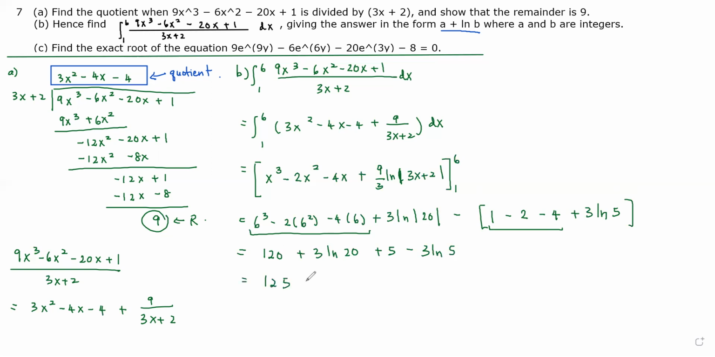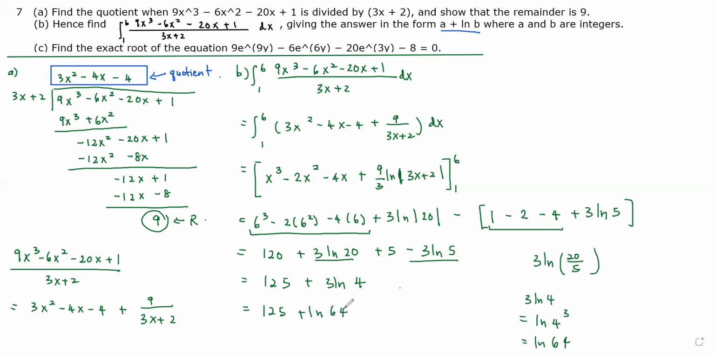So we have 125. 3 ln 20 minus 3 ln 5, you have 3 ln of 20 over 5. So that is 3 ln 4. That would give the answer in the form of a plus ln b. There is no coefficient here. Then we apply the power law. 3 ln 4 can be ln 4 to the 3. So that is ln 64. And we have 125 plus ln 64. Then it is in the form of a plus ln b.